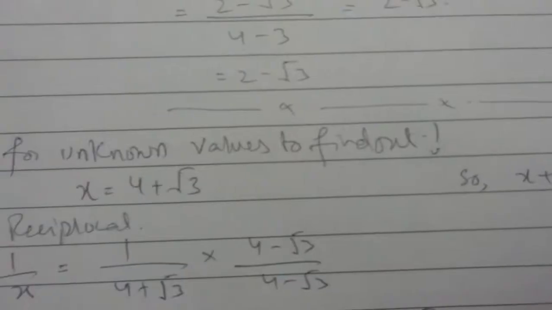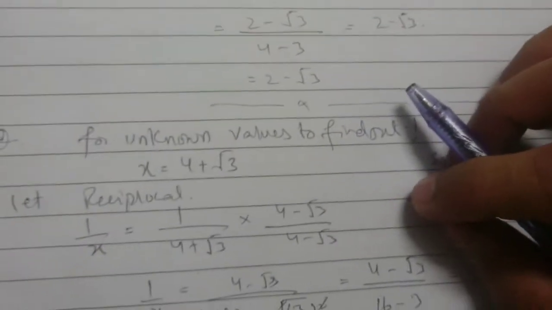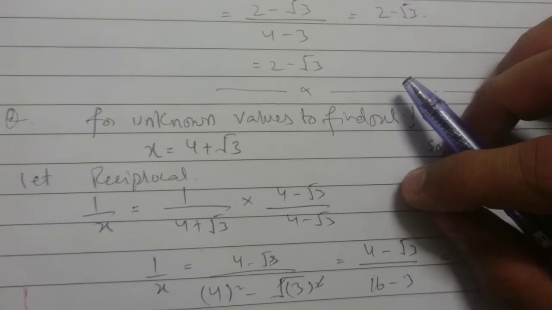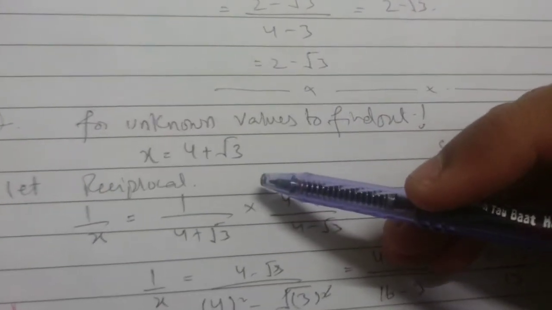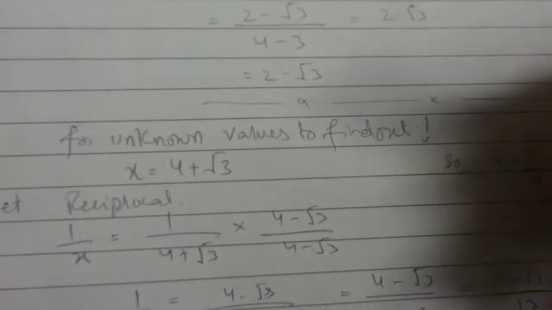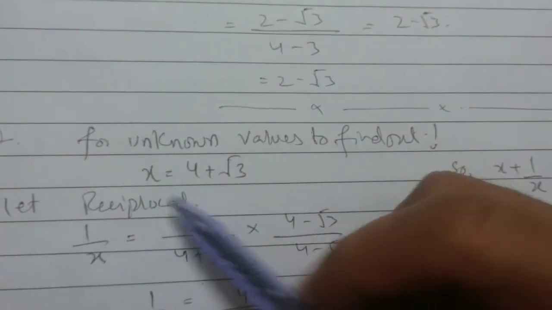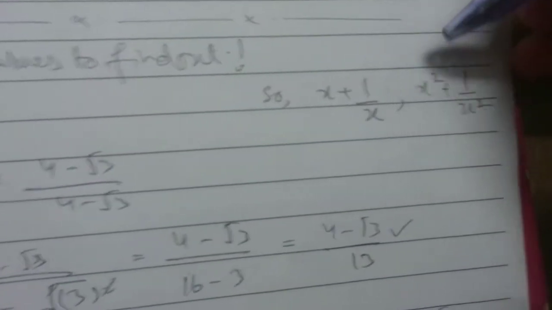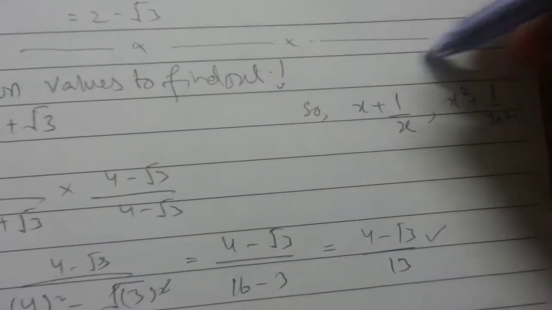This whole question I made for you to understand rationalization further. That was an example question, and this question is also an example, but you can figure out more and more. The question will come in the form of ABCD or XY. I put x equals 4 plus root 3, and I have to find the value of x plus 1 upon x, or x square plus 1 upon x square. In this lecture I will tell you x plus 1 upon x, then I'll go further.